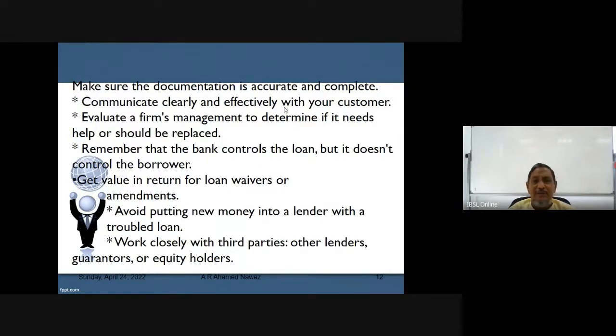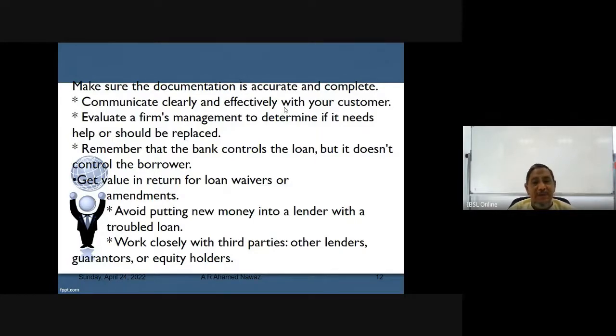Evaluate the company's management to determine if it needs help or should be replaced. If the business can be continued but there are weaknesses in the management, we may have to take over the management and run the business to recover our loan. This is part of the PARROT, discussed later. Next session will be PARROT. As part of it, we'll take over the management of the business and we can continue the business.